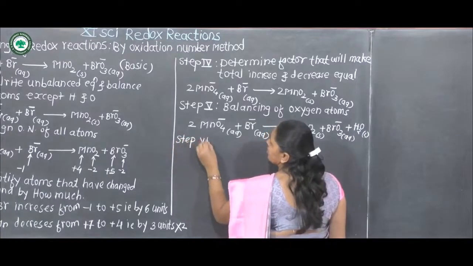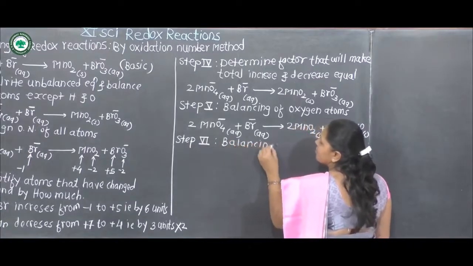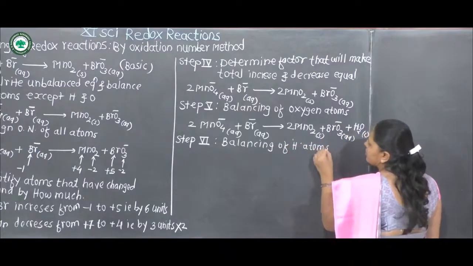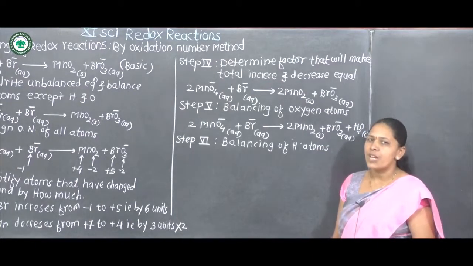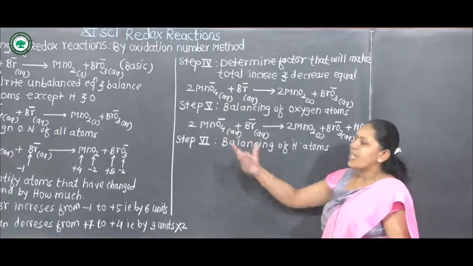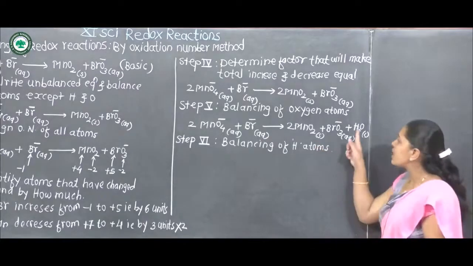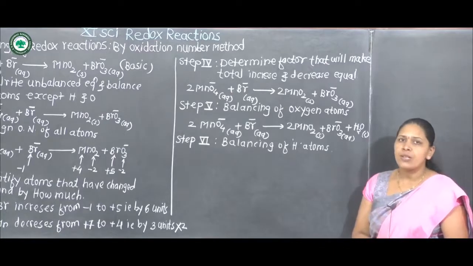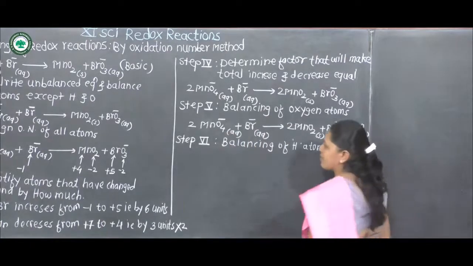Step 6: balancing of hydrogen atoms. For balancing hydrogen, count the total number of hydrogen atoms on both sides of the equation. On the left-hand side there is no hydrogen, but on the right-hand side there are 2 hydrogen atoms. Therefore, 2 hydrogen atoms are lacking on the left-hand side, so we add 2H⁺ ions on the left-hand side of the equation.